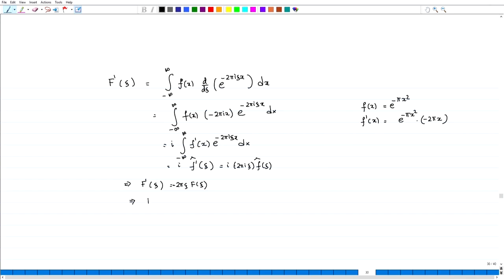So, this implies that f hat of xi, this is a simple ordinary differential equation, tells us that this is c times e to the power minus pi xi square. Now, what is the value of c? We know that f hat of 0 is equal to 1. Thus, we calculate f hat of xi is equal to e to the power minus pi xi square. This is a very nice symmetry. If f is Gaussian, then f hat is also Gaussian and it has appropriate decay as that of the Gaussian.